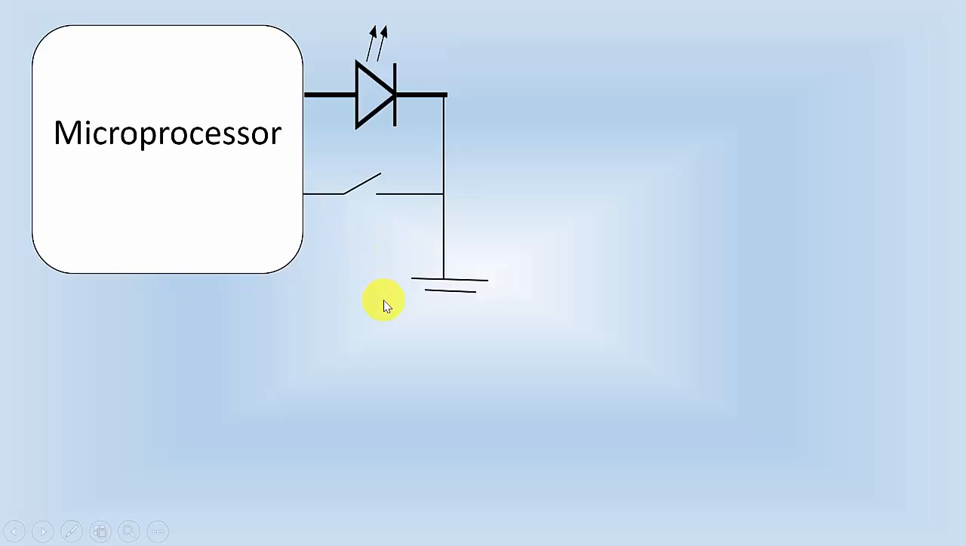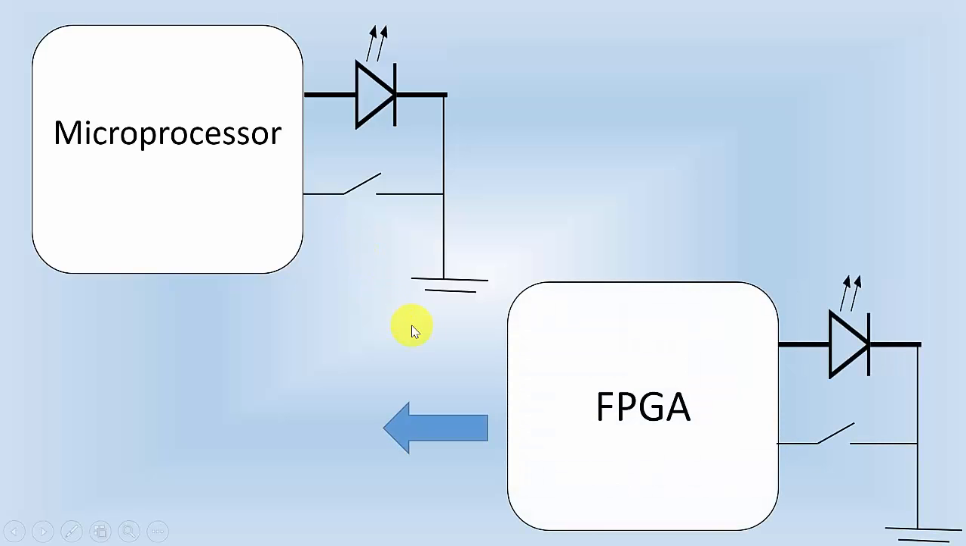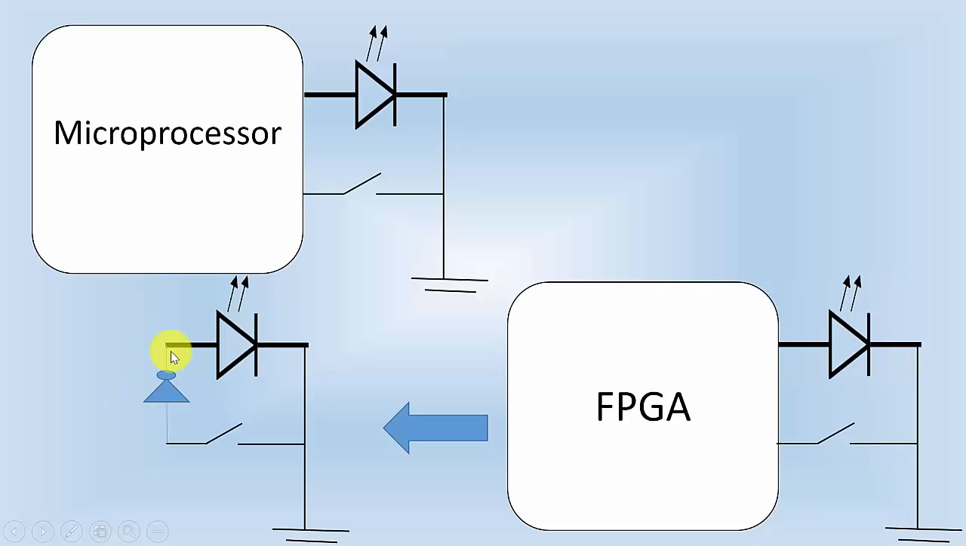Okay, now if I give the same task to an FPGA, what will it do? Simply this. It will make one schematic.